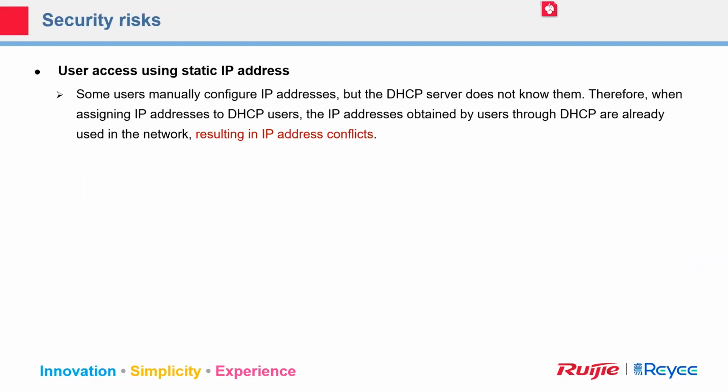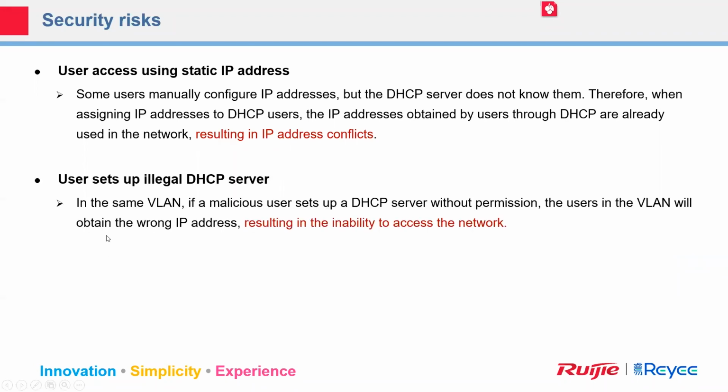And the second one, maybe in our network, some user sets up an illegal DHCP server. Illegal DHCP server means some server also will assign an IP address for you, but even though you already get the IP address, you cannot visit the internet. That's because in our network, we have the illegal DHCP server. So how to solve these two problems?